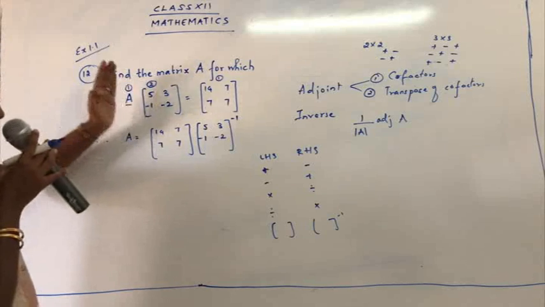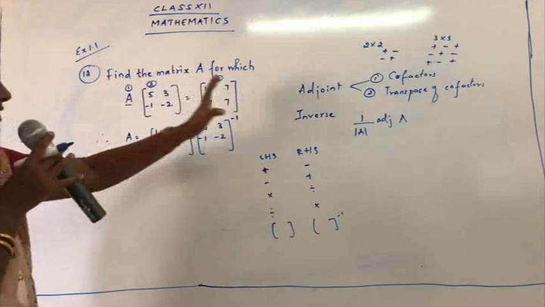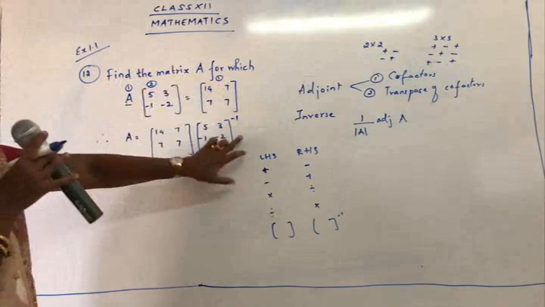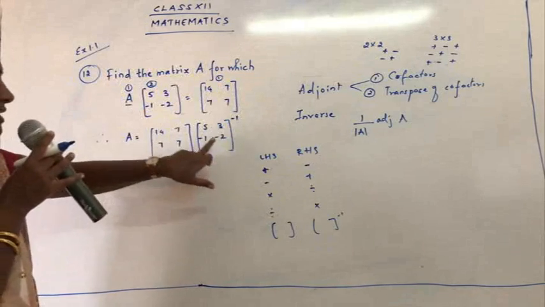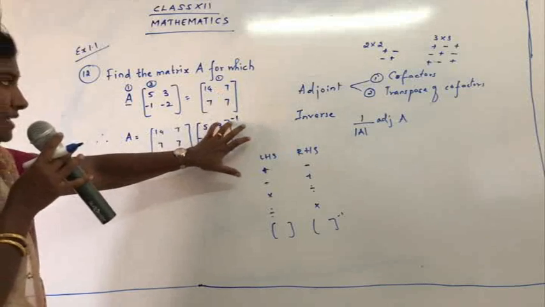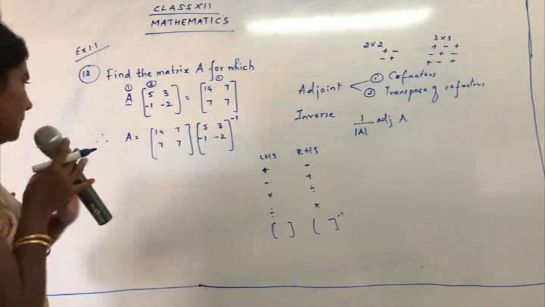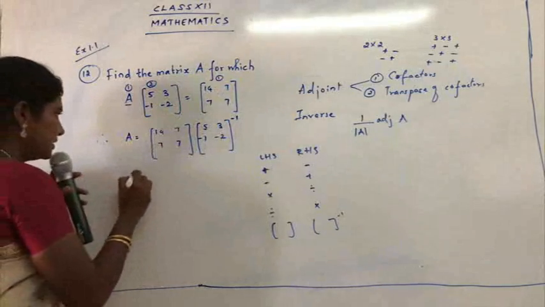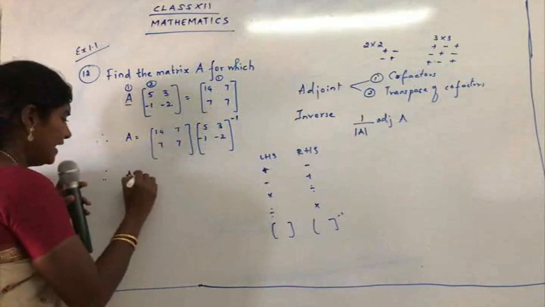I am going to shift the second matrix to that side. So this will be placed in the second position. This is the first position, second position. And do not forget to write the inverse over here. So we have got our first step. Continue the step. Therefore, A is equal to.